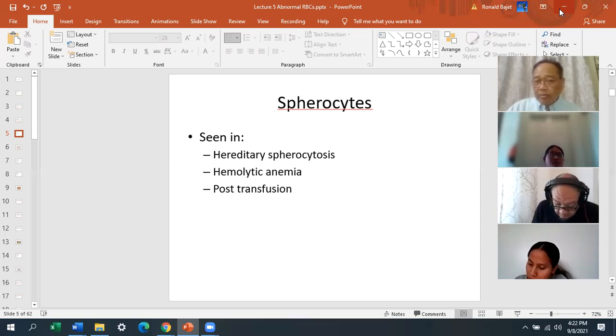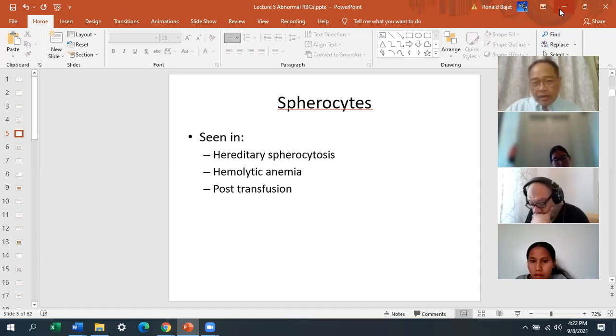So the maximum volume has already been reached. If the maximum volume has already been reached, what do you think will happen to them if you stress them out? They're not going to be so pliable and flexible that they can go through the sinusoids in the liver, because these are spheres. What do you think will happen when they try to go into these sinusoids? You think they'll have a hard time? Anybody? It's one or two answers, yes or no? Yes.